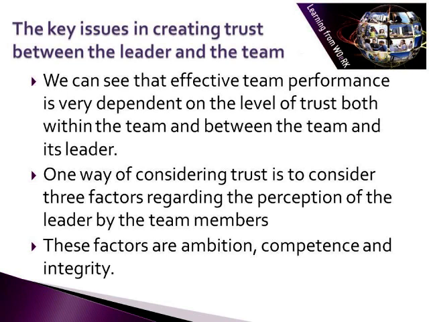In reality, we often encounter misalignments, such as highly ambitious and competent leaders who lack integrity. Or we may come across a highly competent leader with integrity who actually lacks ambition, and so on. The lesson for the team leader is to work at developing all 3 attributes at the same time.